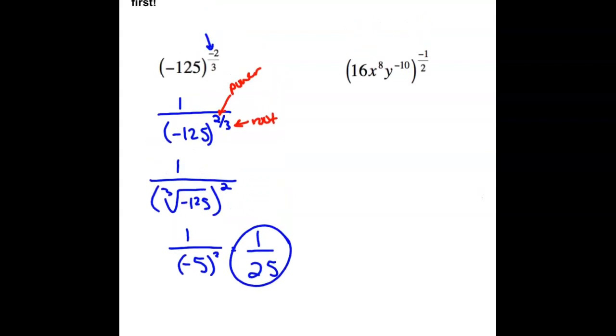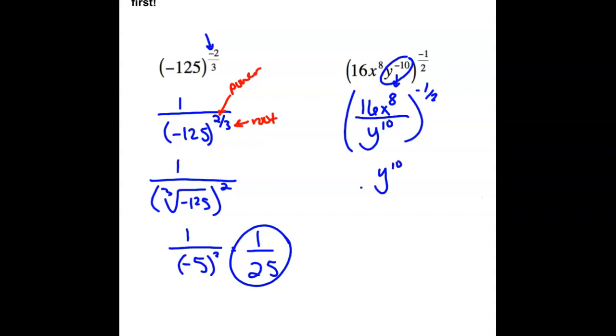All right, for this one, we do have a negative exponent here, so let's think of moving that down. We have 16x to the 8th. We're dividing now by y to the 10th. And since the whole thing is to a negative 1/2 power, we can flip that whole fraction. So we're going to get y to the 10th over 16x to the 8th. And now it's to a positive 1/2 power, which is just a square root.